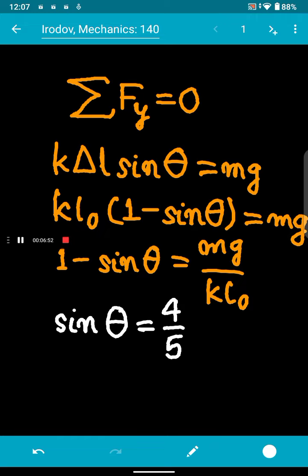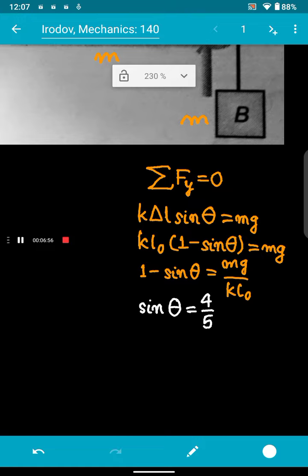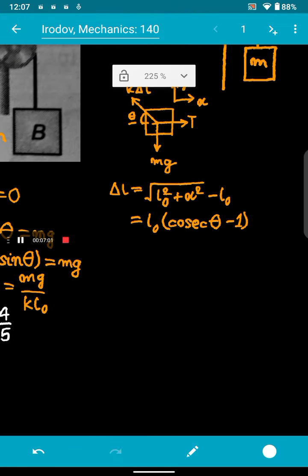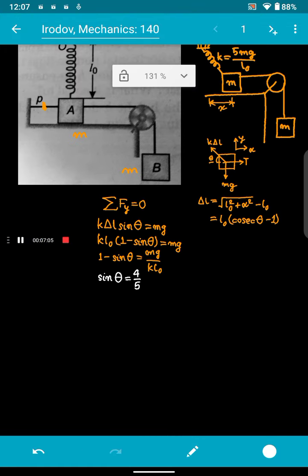So that's the first part of the problem done. Sin theta equal to 4 by 5, that was an important conclusion. Now we have to do the second part. To do the second part, we may have two techniques actually.